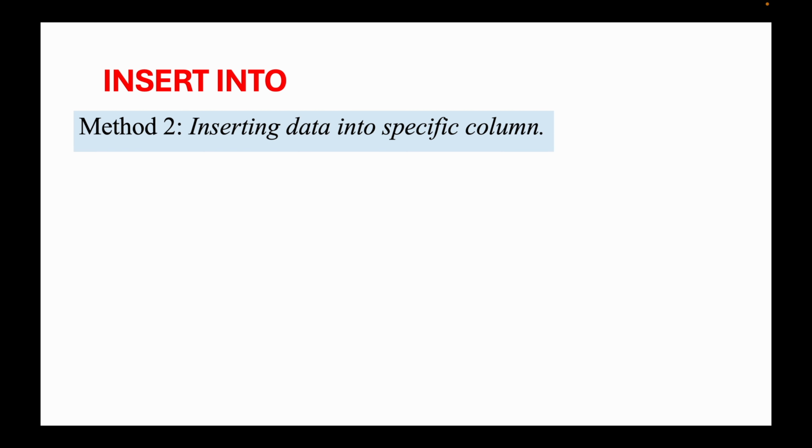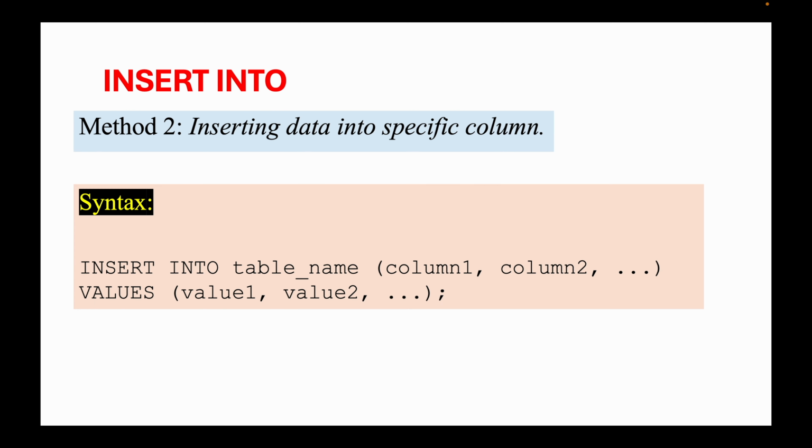The second method is inserting data into a specific column. This method is used when we want to insert data into only certain columns, leaving the remaining columns empty or with their default values. In that case, we have to specify the column names. The syntax for this method is insert into table name, which is the name of our table. Then we mention the columns like column 1, column 2, which is the name of our first column, second column and so on. Then we give values for each specific column. Now let's practice this in SQL commands and see.